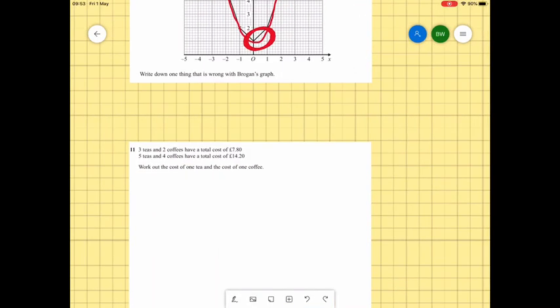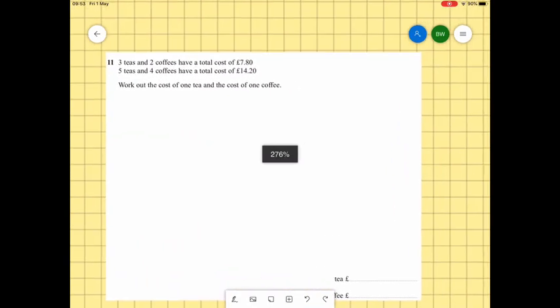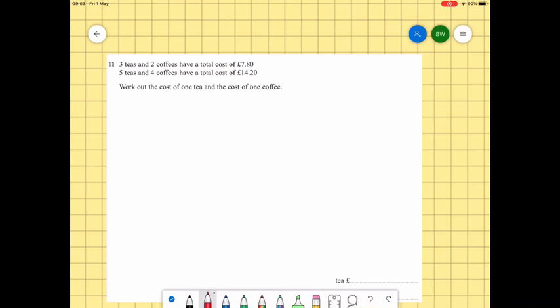Okay. Third question. So again, pause the video, give this one a go. 3 teas and 2 coffees have a total cost of £7.80. 5 teas and 4 coffees have a total cost of £14.20. We want the cost of one of each. So I've got here a simultaneous equation. So similar to that first question we went through, we've got to form and solve some equations here.